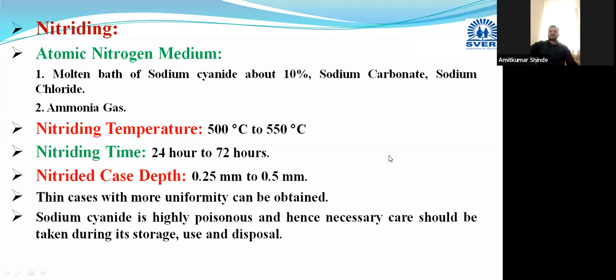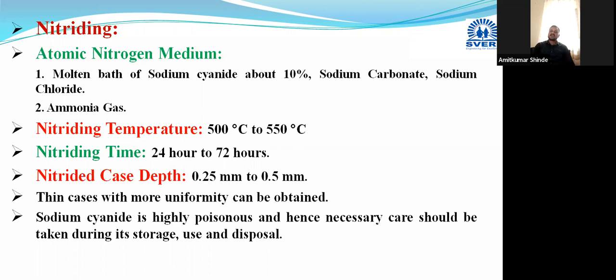The component on which we want to perform the nitriding is heated in this atomic nitrogen medium. It may be a mixture of different salt baths or some gas medium. It is heated in a temperature zone of 500 degrees Celsius to 550 degrees Celsius. After that, we provide a holding time of 24 hours to 72 hours. This nitriding time may vary depending on the shape, size, and composition of the component. And after providing sufficient time, it is slowly cooled to room temperature.